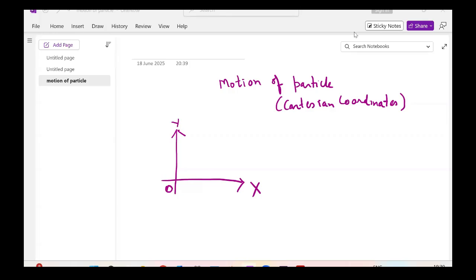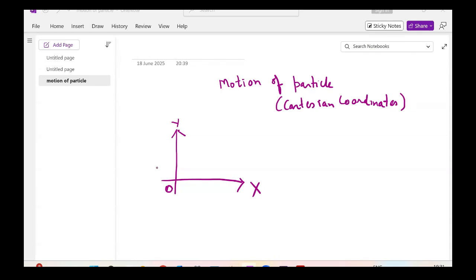So today we will discuss motion of a particle in Cartesian coordinates. Here we will be dealing with motion of the particle in two dimensions. Earlier we dealt with motion of a particle in a single dimension. Now we will deal with motion in two dimensions, and particularly we will study Cartesian coordinate expressions. Suppose this is the plane where the motion of a particle will be studied.